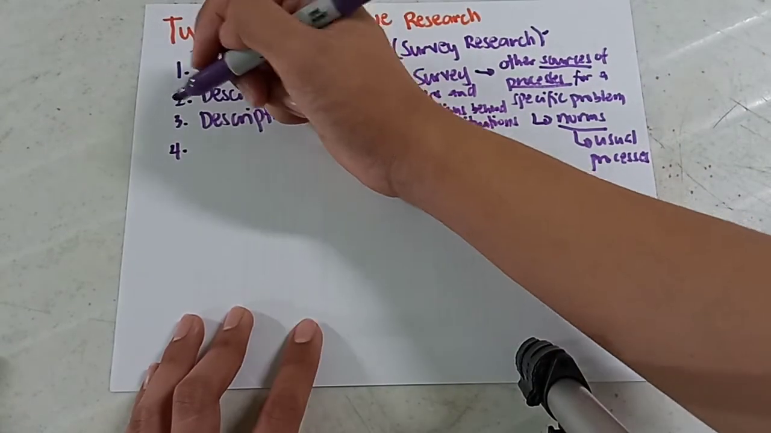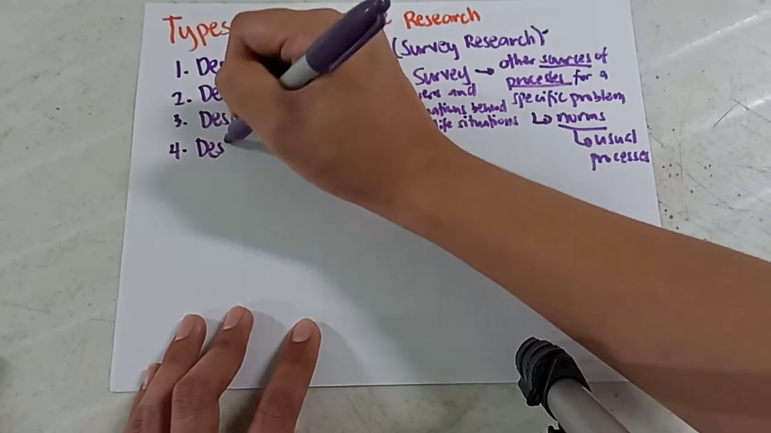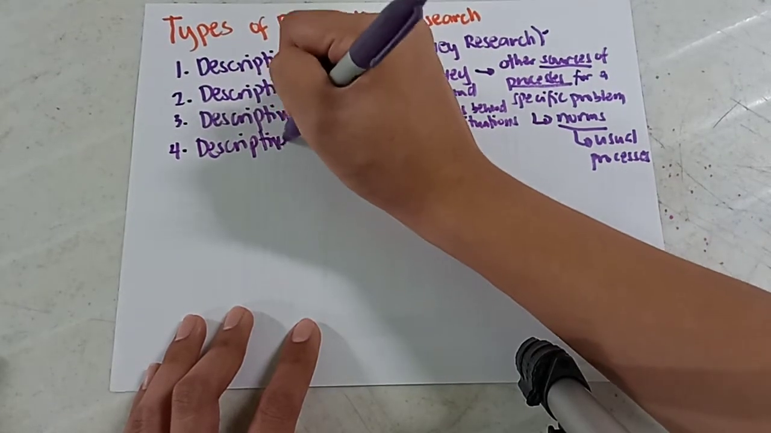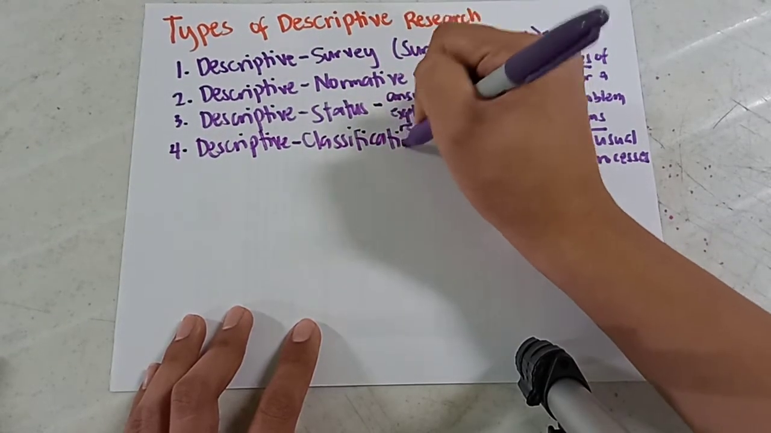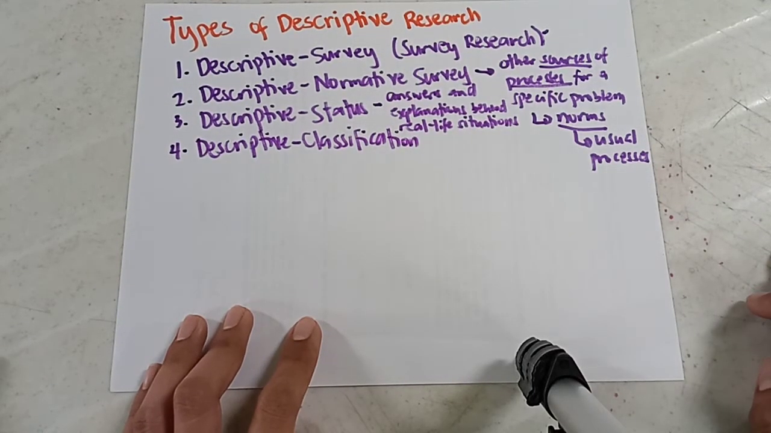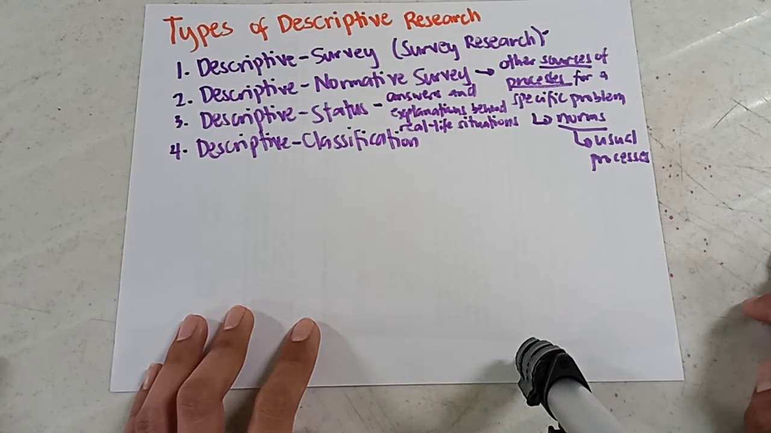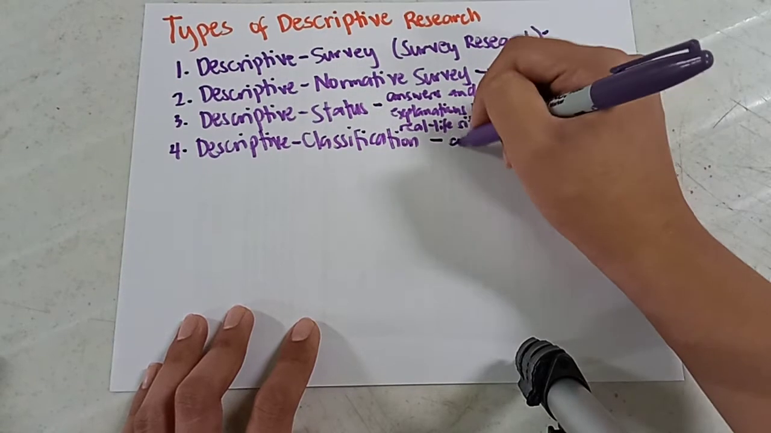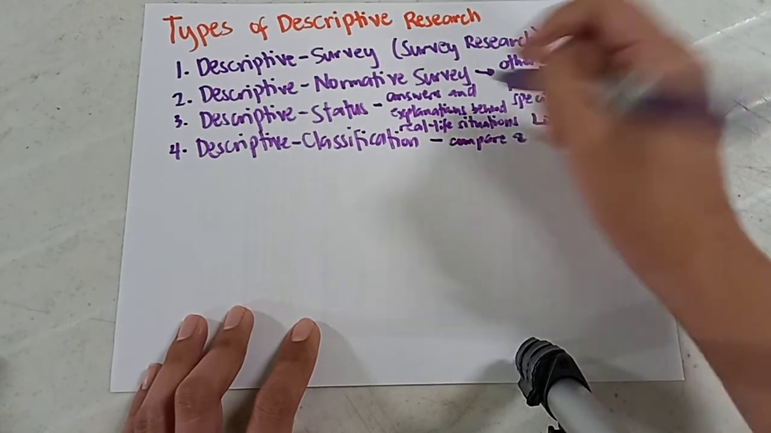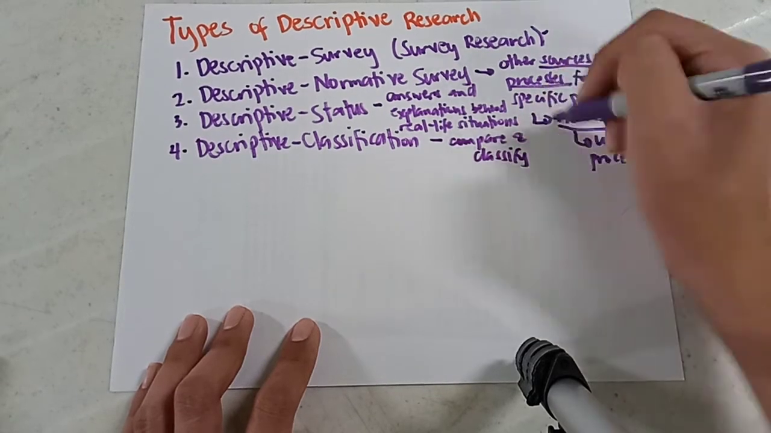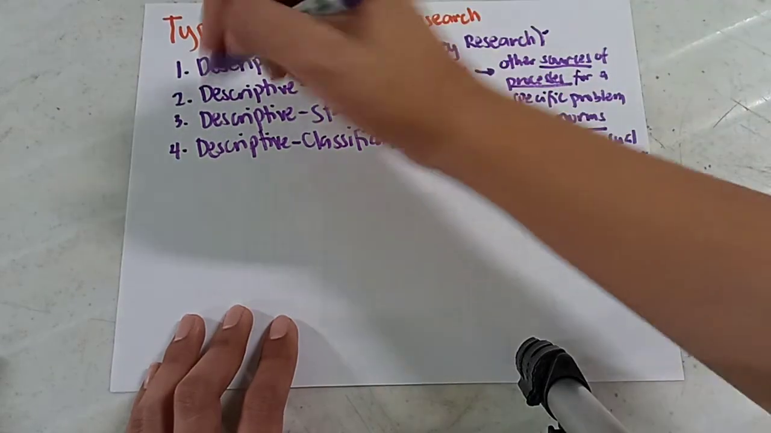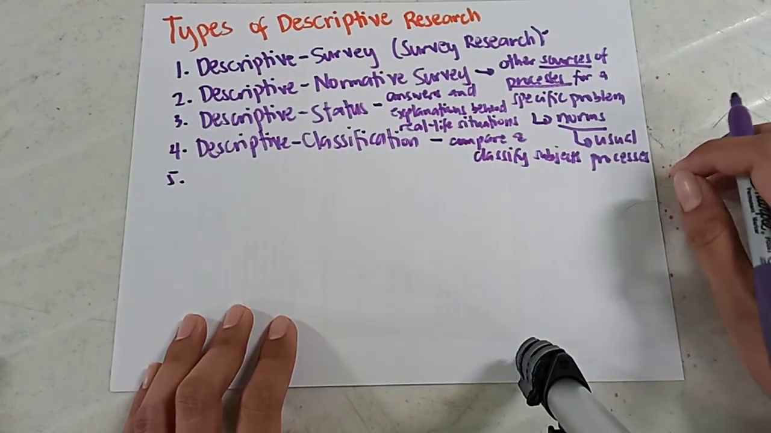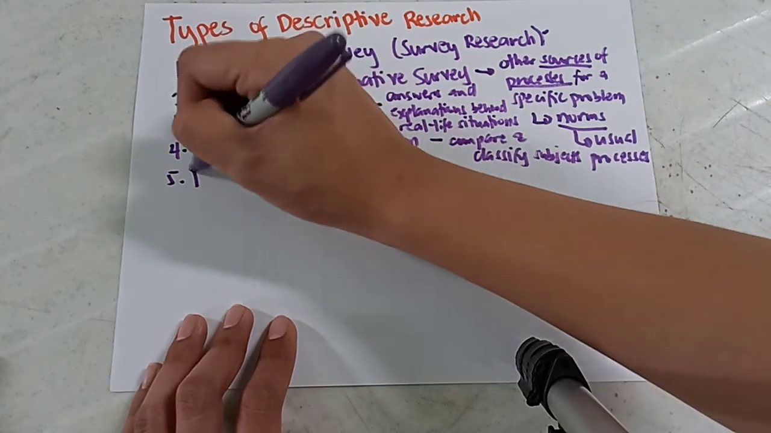Number 4, we have descriptive classification. So, as the name suggests, descriptive classification aims to compare different subjects, then classify them into groups. So, it aims to compare and classify subjects. When we say subjects, the variables. Okay? So, that is descriptive classification.